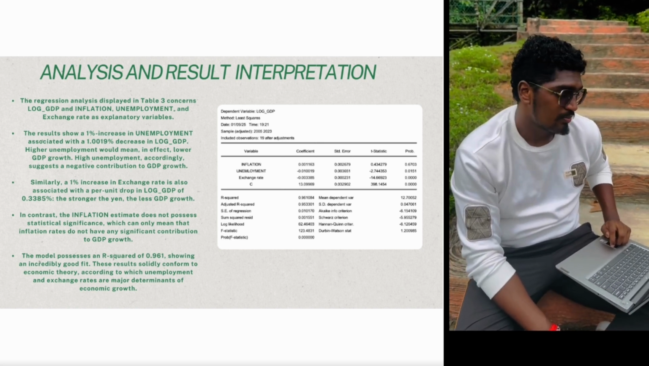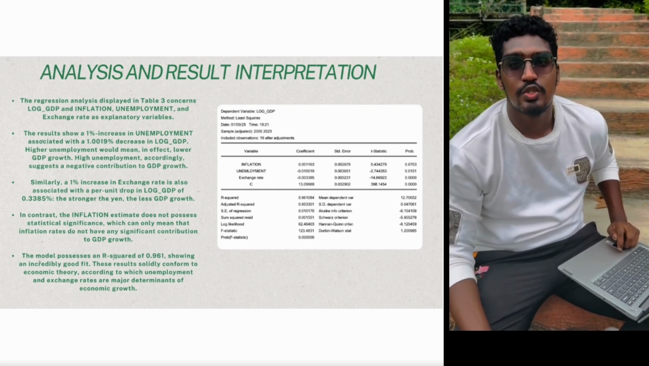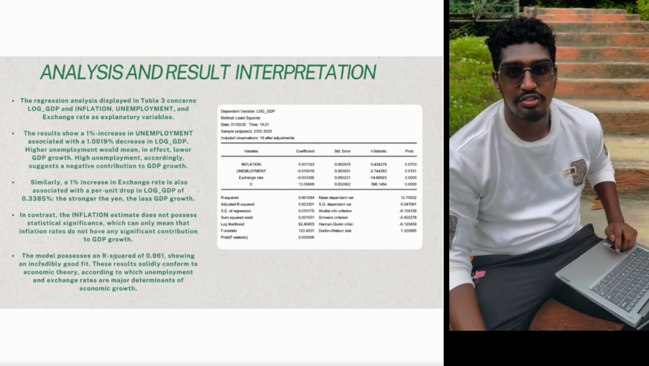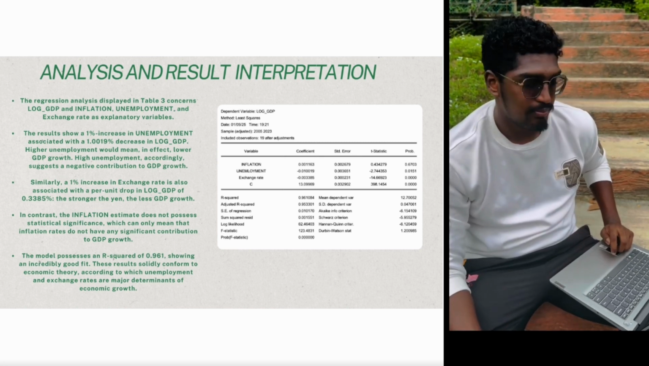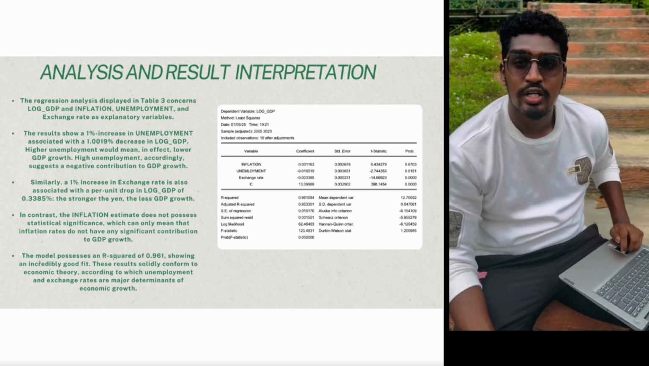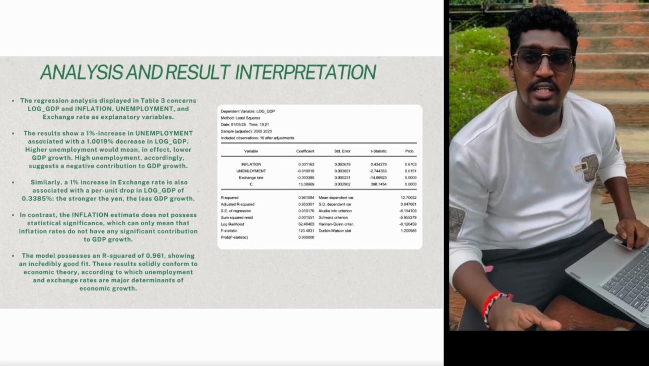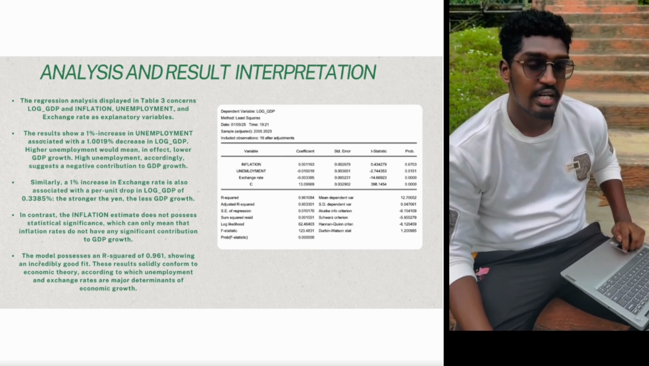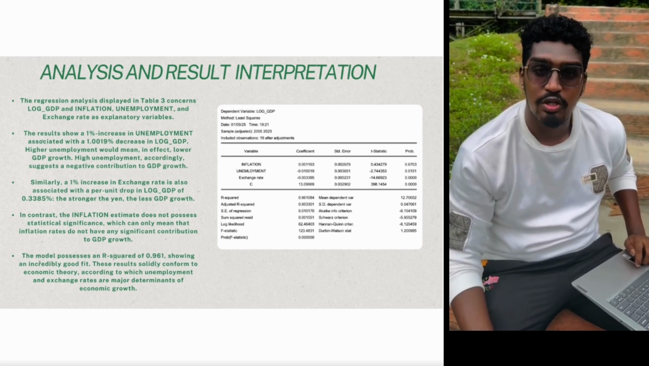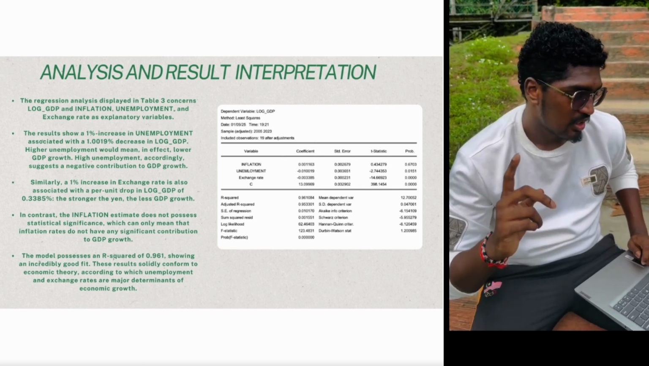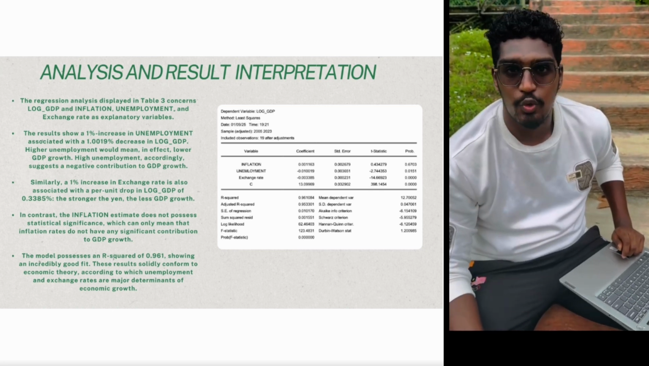The result shows a 1% increase in unemployment is associated with a 1.0019% decrease in log GDP. Higher unemployment will mean, in effect, lower GDP growth. High unemployment accordingly suggests a negative contribution to GDP growth. Similarly, a 1% increase in exchange rate is also associated with a per unit drop in log GDP of 0.3385%. The stronger the yen, the less the GDP growth.